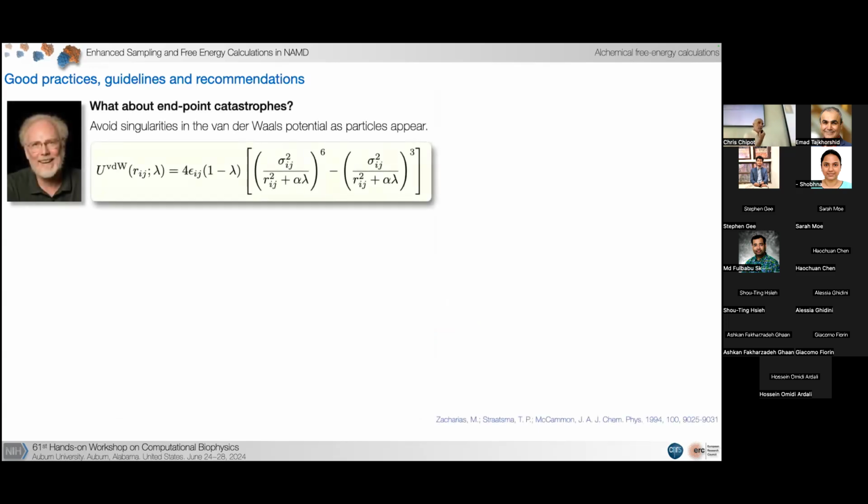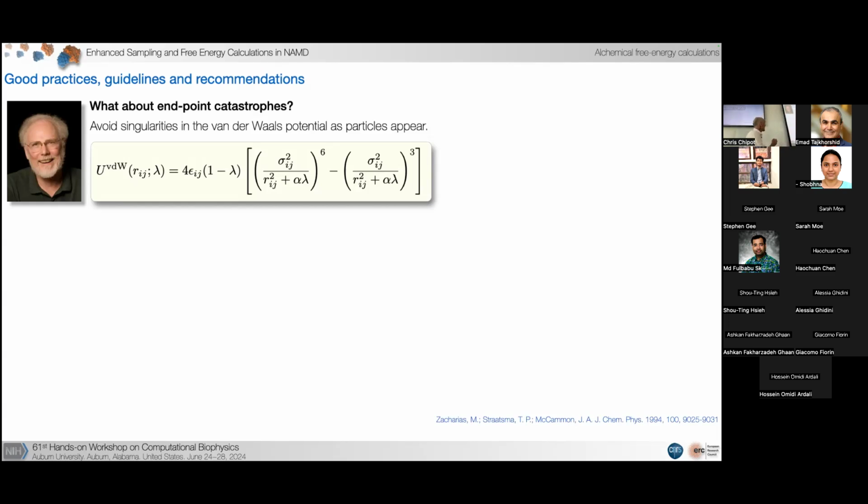I mentioned endpoint catastrophes. When you make your alternate topology appear in your simulation box, there are potential clashes with the solvent molecules, meaning that the topology will appear in a locus that is already occupied by solvent molecules. If you don't do anything special, this is conducive to a crash of NAMD, because you have these huge van der Waals energies.